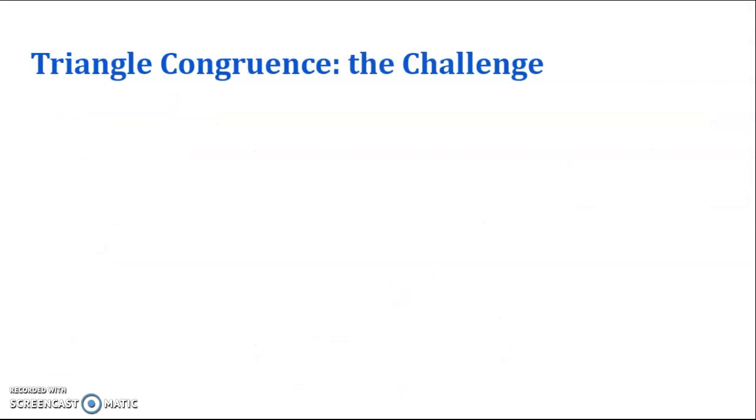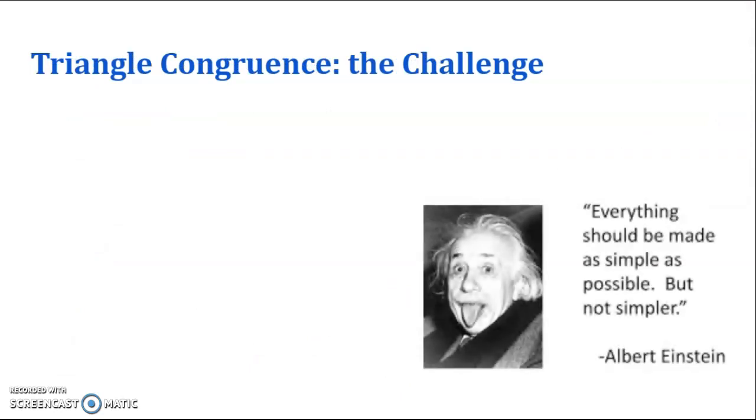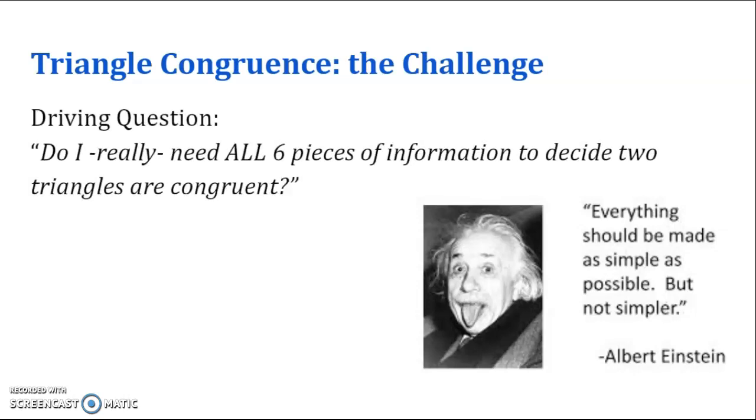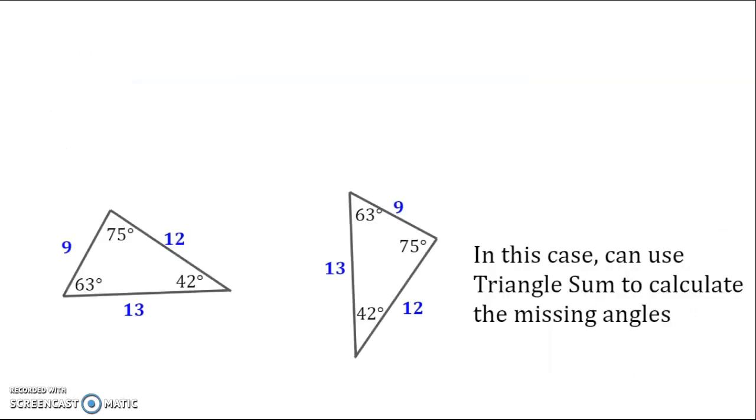Alright, so now we are going to be thinking about triangle congruence, the challenge. Albert Einstein said everything should be made as simple as possible, but not simpler. Think about it and see if you can tell me what you think Albert Einstein really meant by this. Alright, the driving question is, do I really need all 6 pieces of information to decide 2 triangles are congruent? Can I do with less than 6?